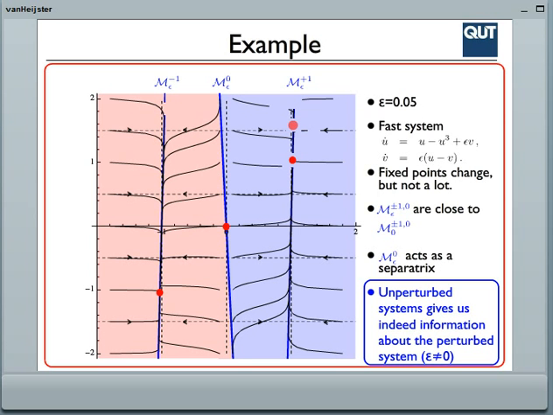But the main message here is that our unperturbed system gives us deep information about the perturbed system. If you do this correctly, because our problem is a singularly perturbed one, we need to do some scaling. But if we do this correctly, we can still find information from the epsilon is non-zero case by setting epsilon to zero.